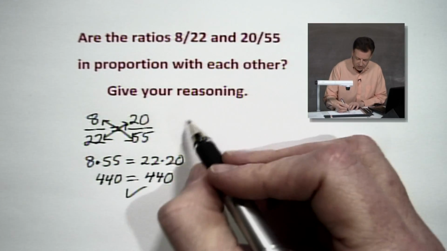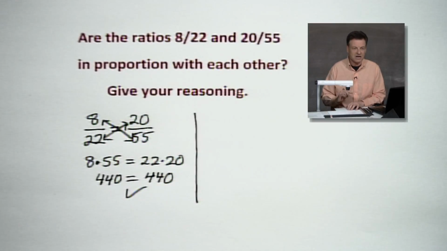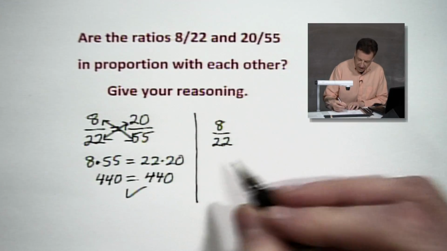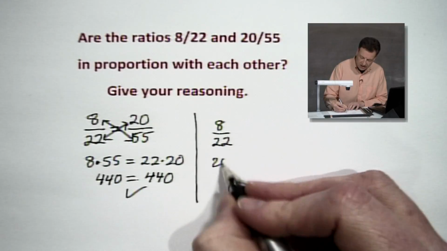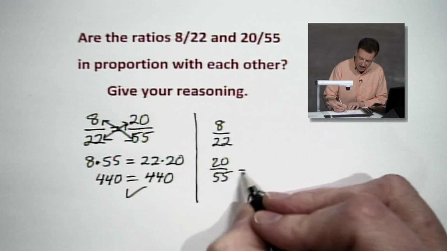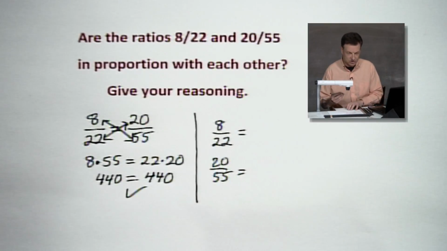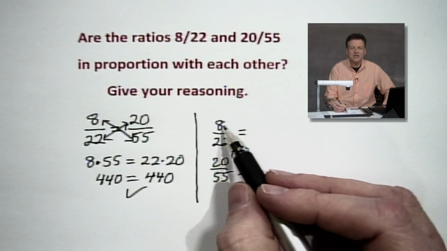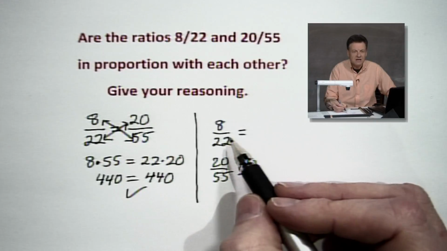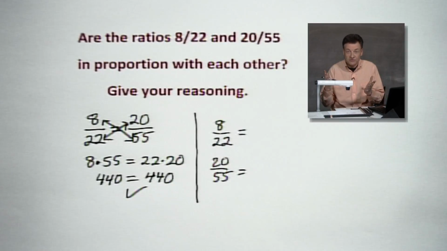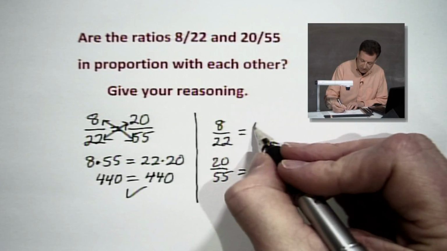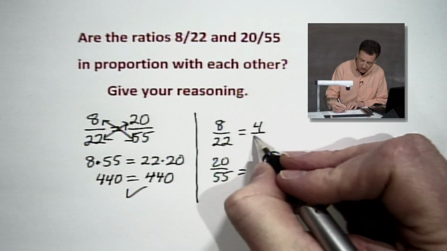So that's one option. Let's look at one more option, all right? Let's take a look at 8 over 22, and also let's take a look at 20 over 55, and let's see what we can reduce them down to. Notice that 8 and 22 are both even numbers, so we know they're both divisible by 2. So we're going to divide 2 into both of these, and I'm going to pick up 4 over 11.